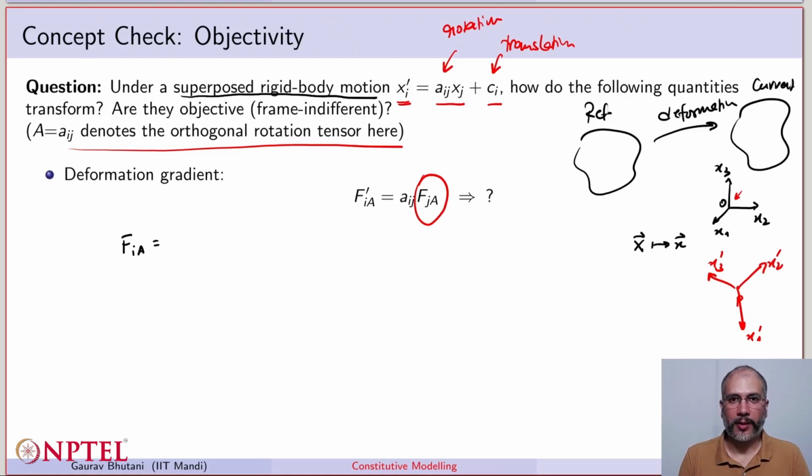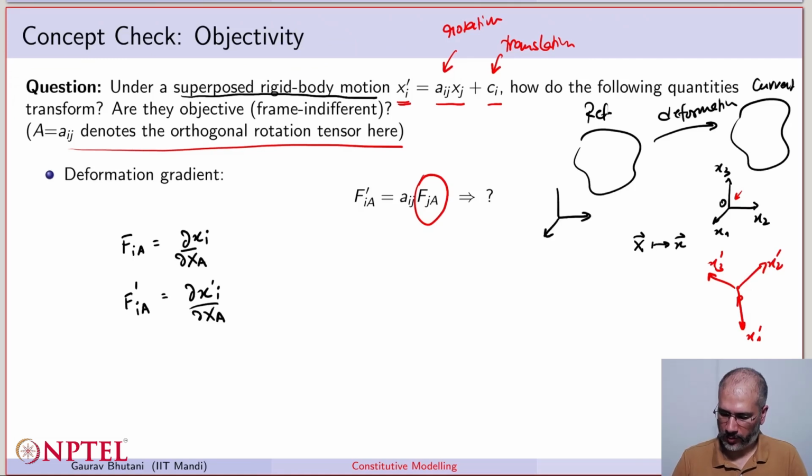So our F_iA is defined as del x_i by del capital X_A, and our F'_iA would be defined as del x'_i by del capital X_A. So nothing has changed with capital X. Our reference configuration, which was defined with some origin O and capital X1, capital X2, capital X3 with respect to this coordinate system, still stays intact. It is our spatial coordinate system that is rotated because of the observer making a measurement in the current configuration.